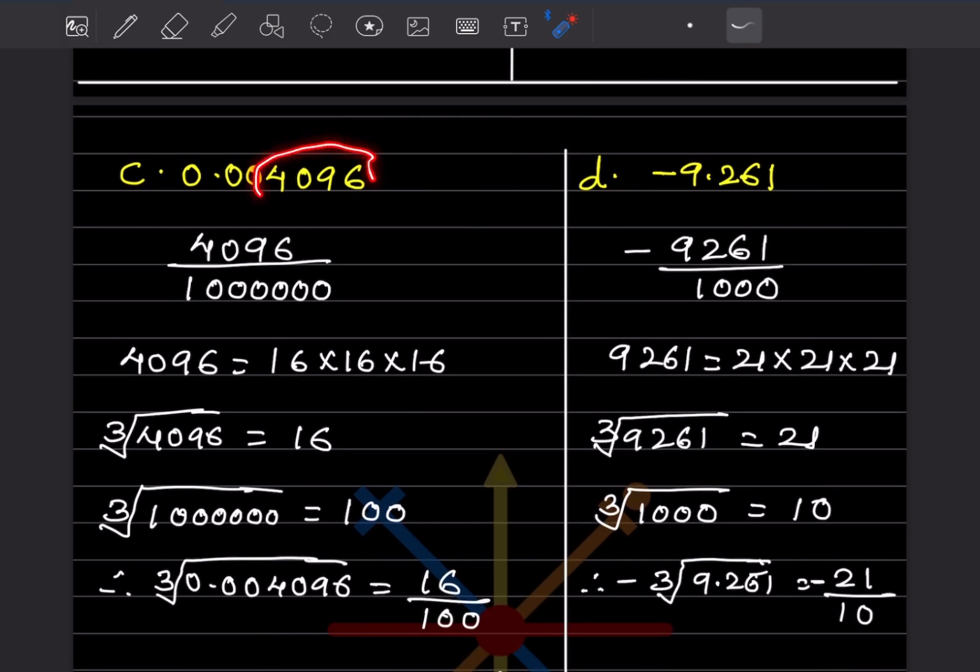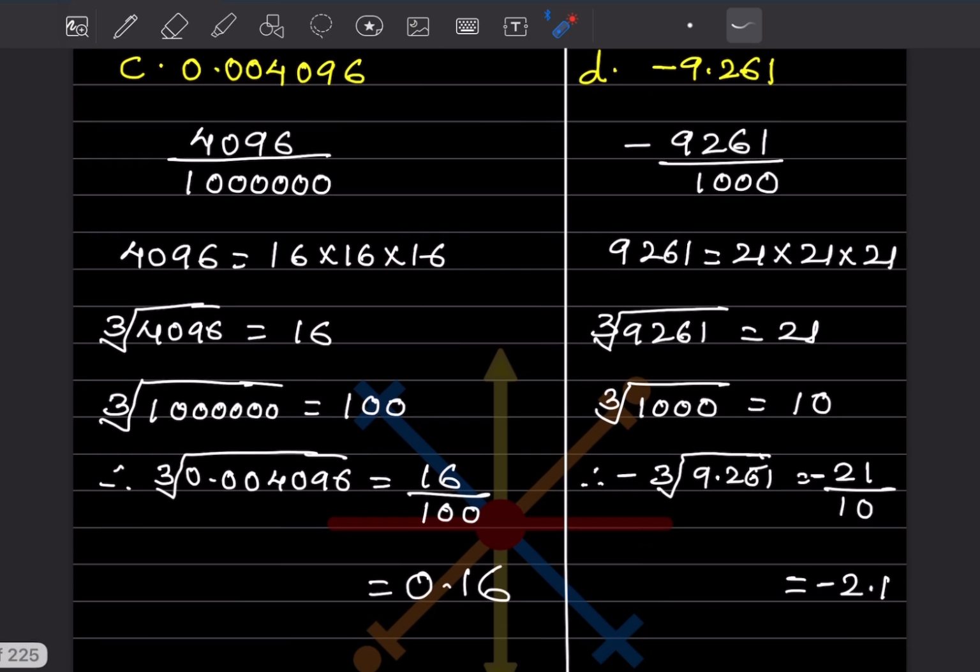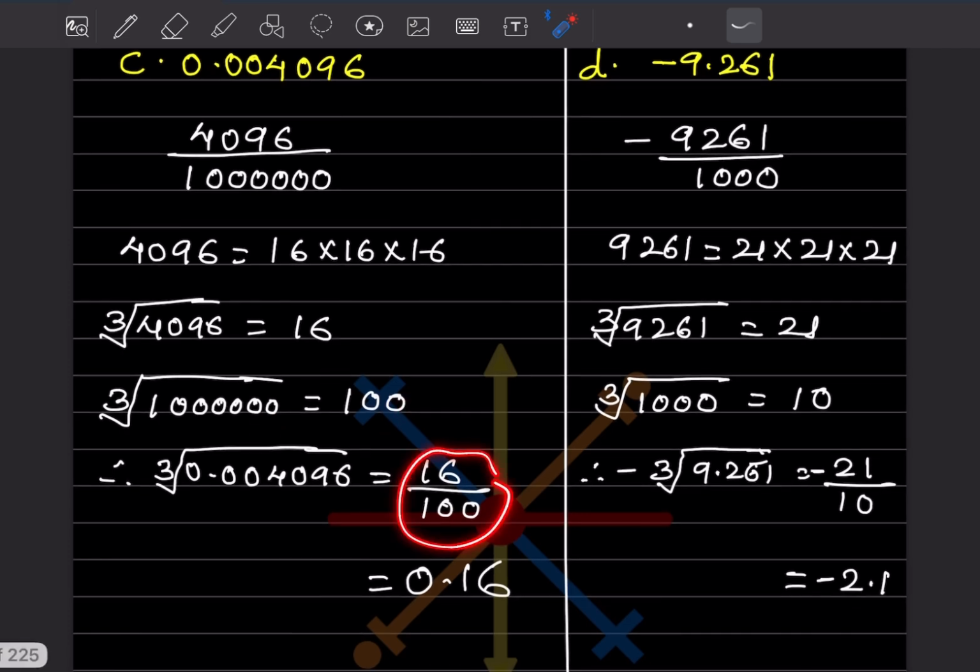So this is going to be 4096. 1 2 3 4 5 6. 1 2 3 4 5 6. So you will go backwards 6 numbers here. So 4096 will be 16 into 16 into 16. That will be cube root of 4096, that is 16, and cube root of that is going to be 100. That will be 16 by 100. So this is going to be 0.16.